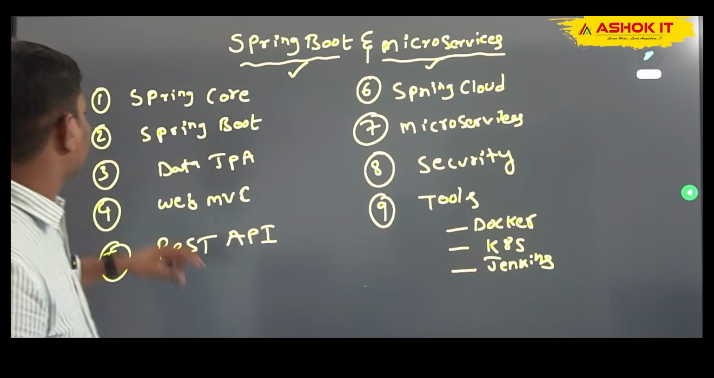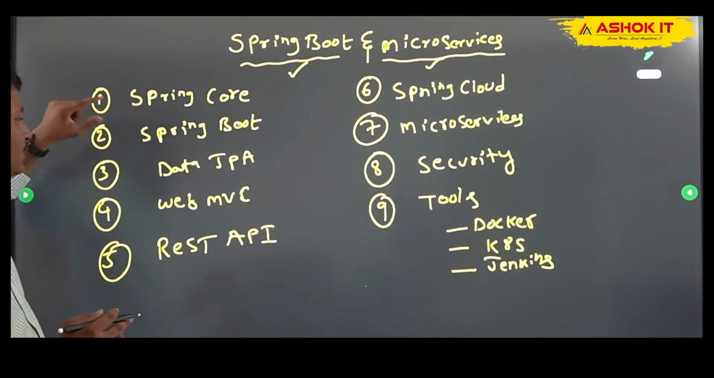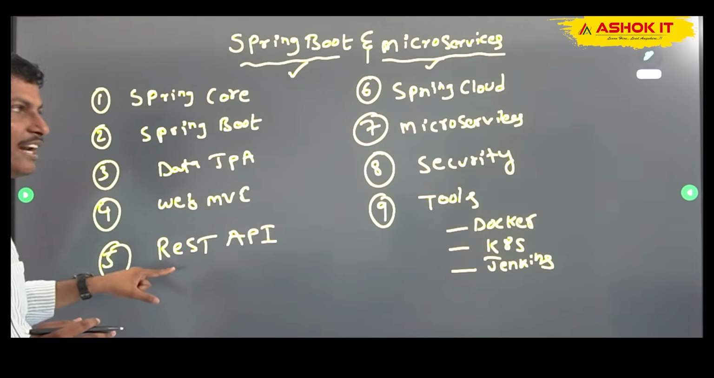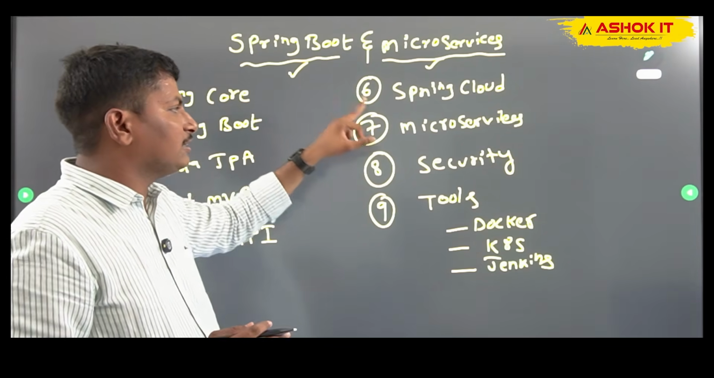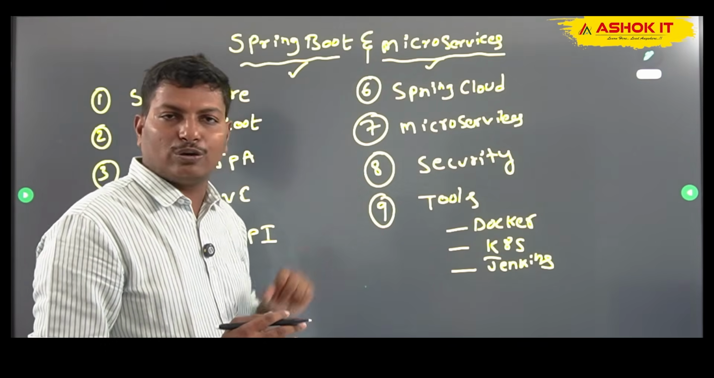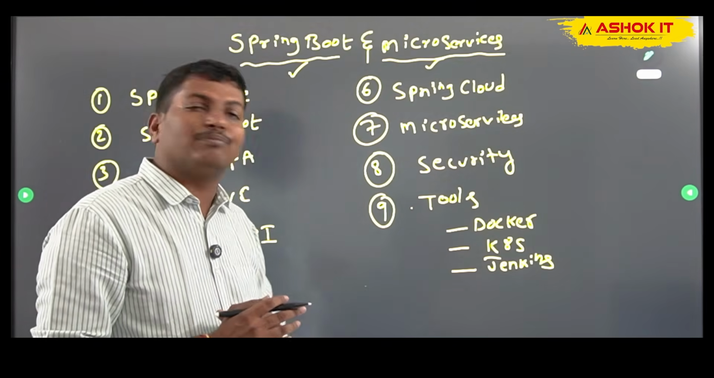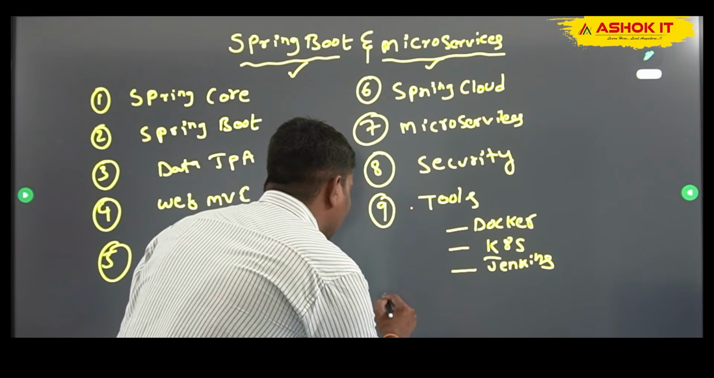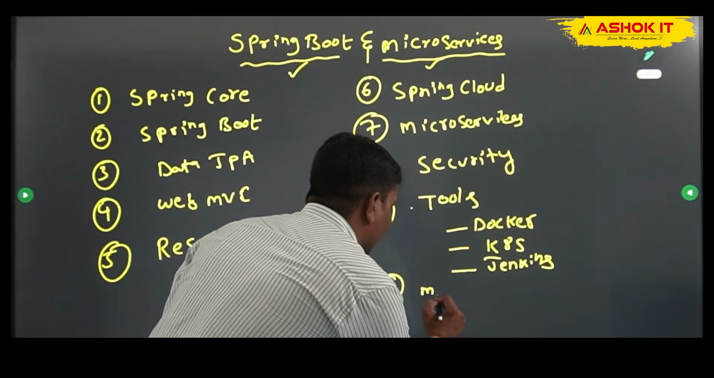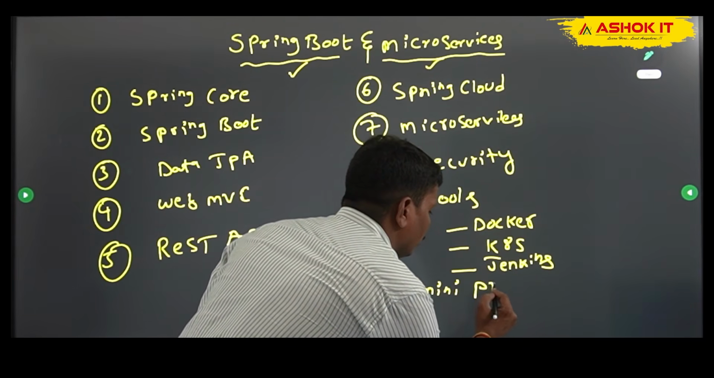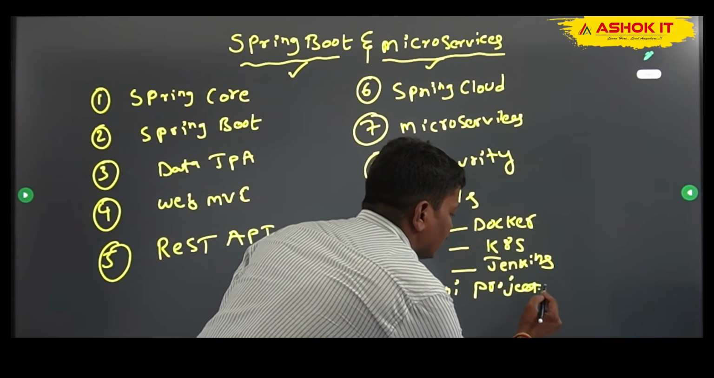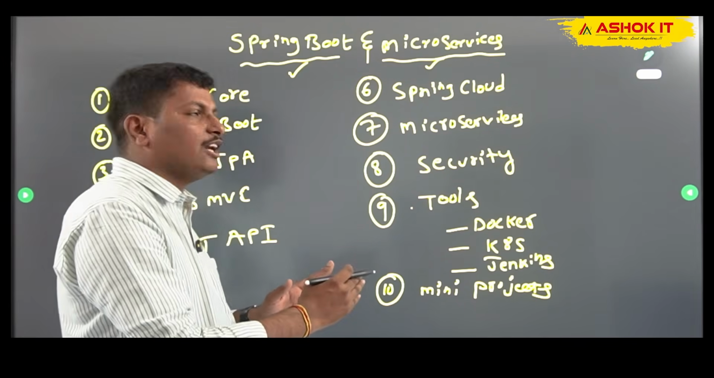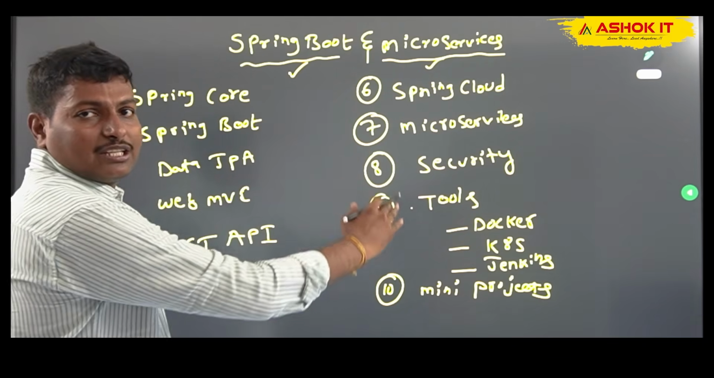A quick review. First you need to learn Spring Core, then Spring Boot, then Data JPA, then Web MVC, then REST API, then Spring Cloud, then microservices, then Spring Security, then some tools in order to perform operations. After learning all these concepts, if you can build some mini projects, then you will get a lot of confidence in order to attend the interviews. I hope you got clarity on the Spring Boot with microservices roadmap.